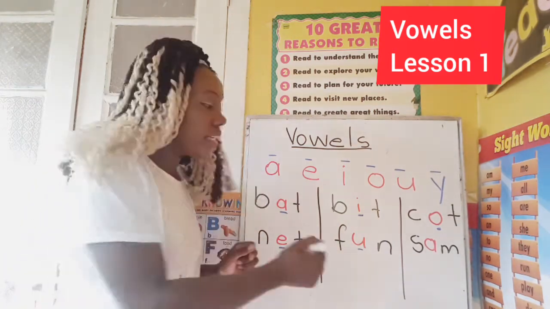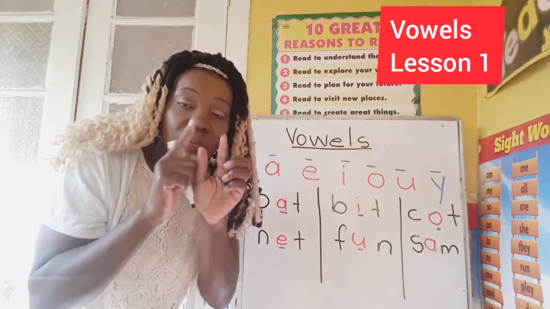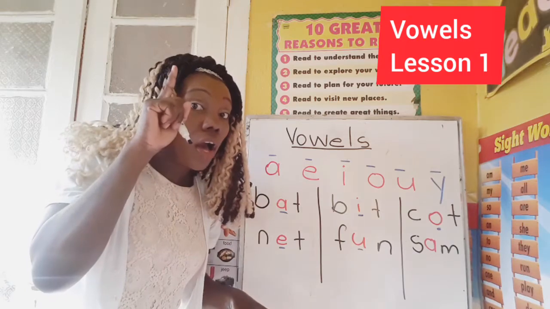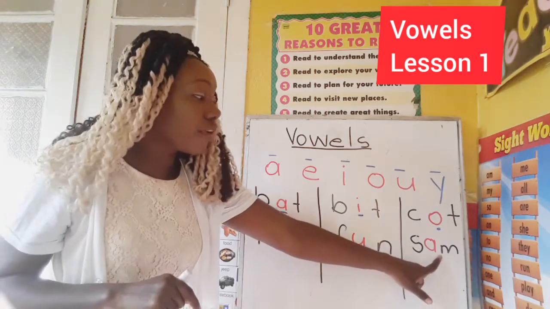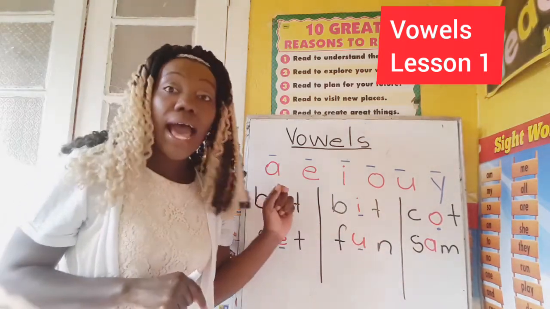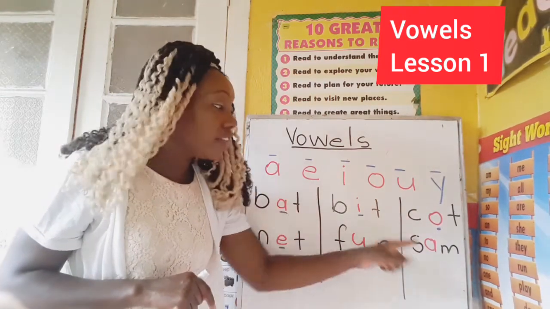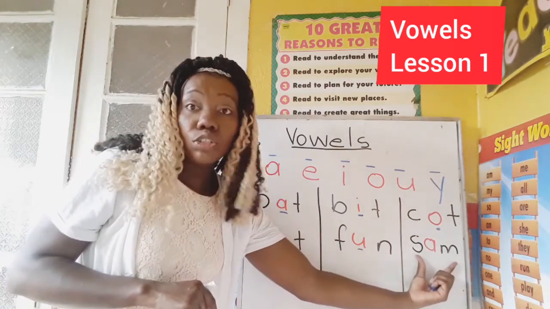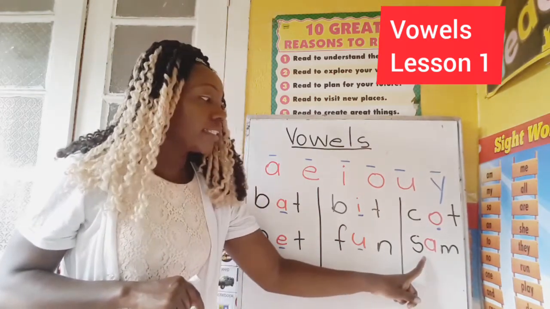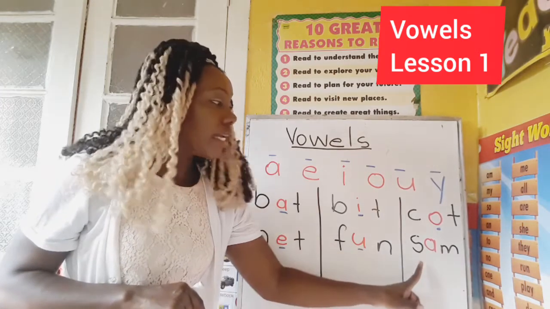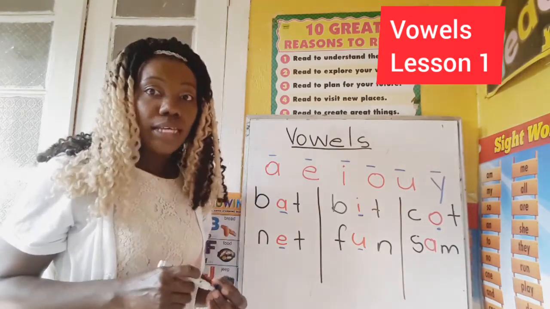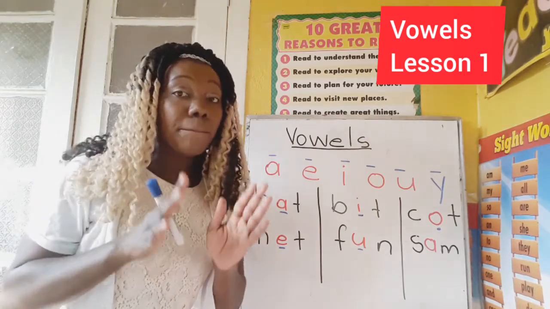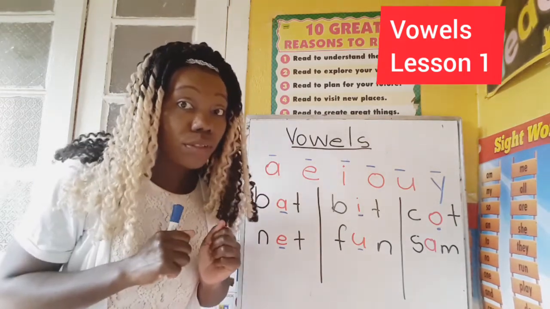Fun. The U makes the short sound because it's between two consonants. And here I have another one with the A. And in this word it will say A because it's between two consonants. Sam. Yes. And that's one of the rules for when the vowel makes a short sound.